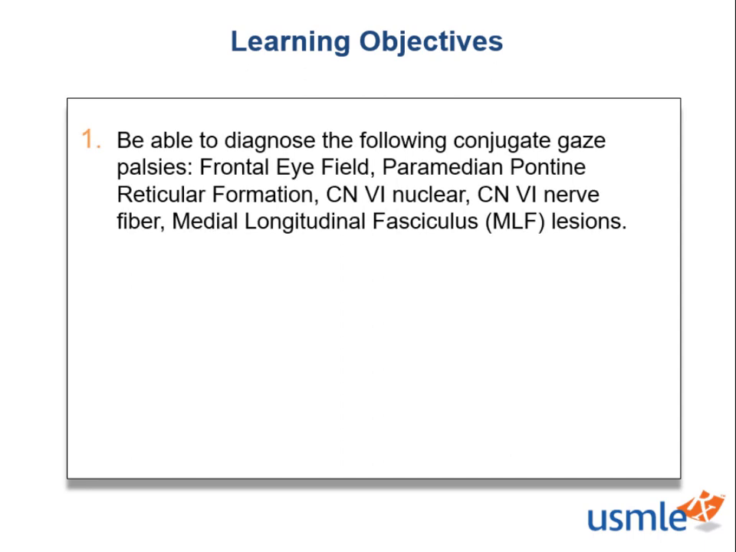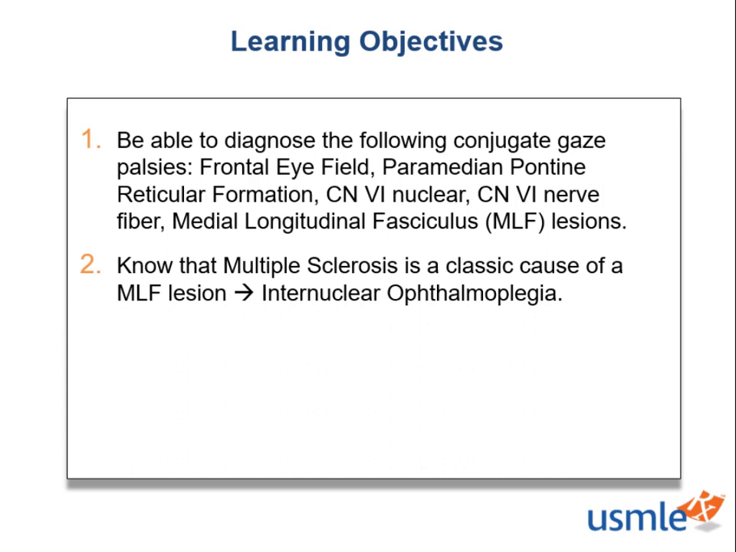To prepare you for test day, you will be able to: 1. Diagnose the following conjugate gaze palsies: frontal eye field, paramedian pontine reticular formation, cranial nerve 6 nuclear, cranial nerve 6 nerve fiber, and medial longitudinal fasciculus lesions. 2. Know that multiple sclerosis is a classic cause of an MLF lesion, leading to an internuclear ophthalmoplegia.